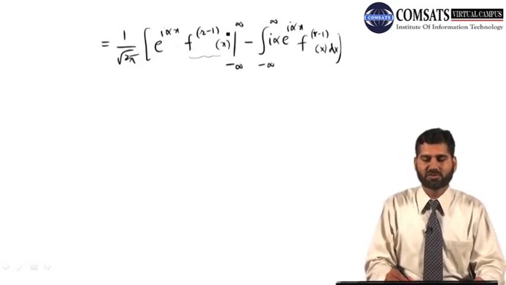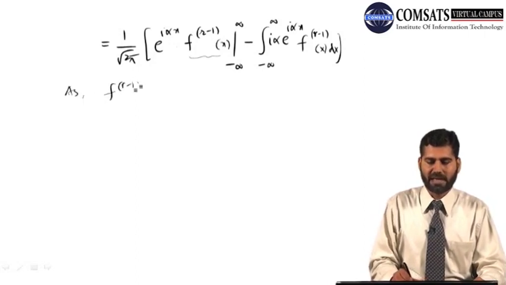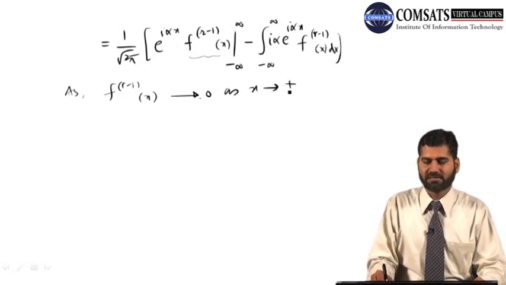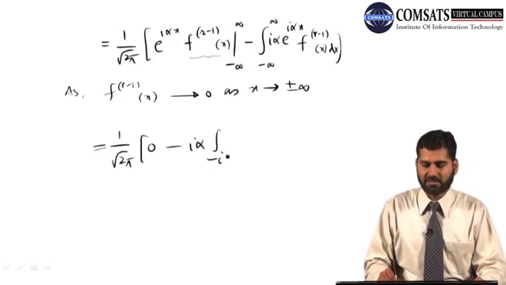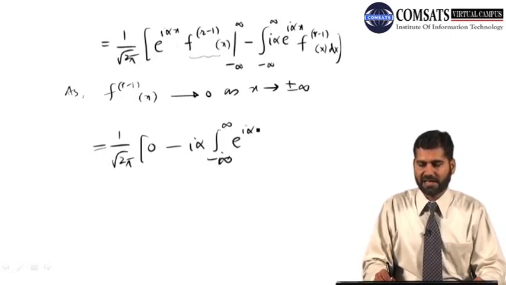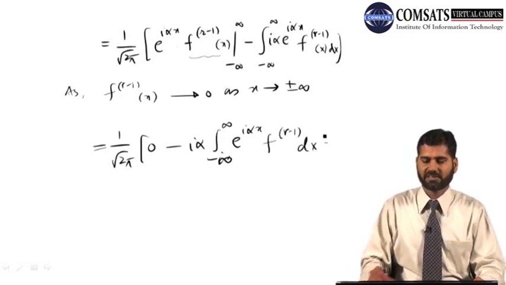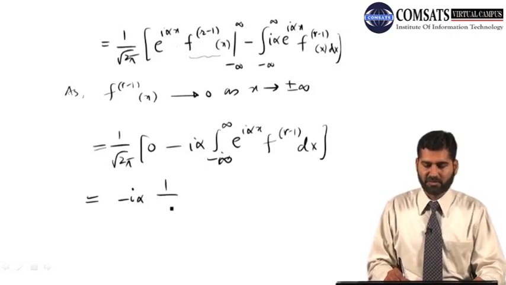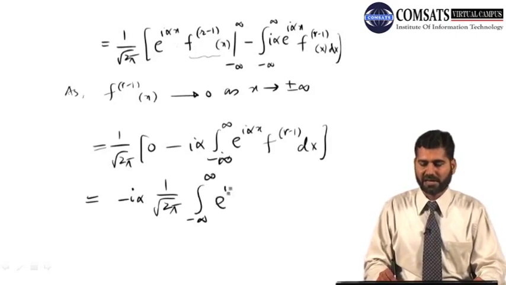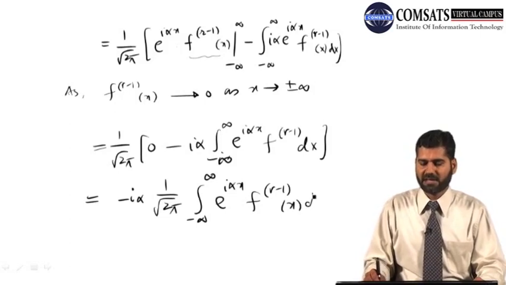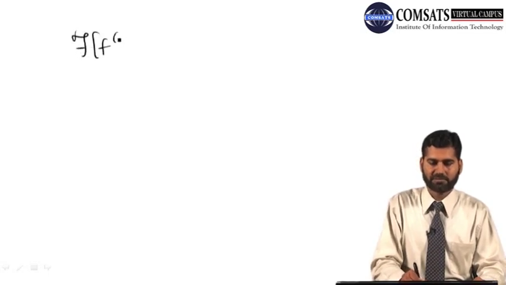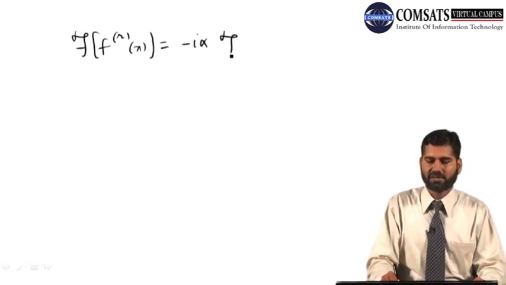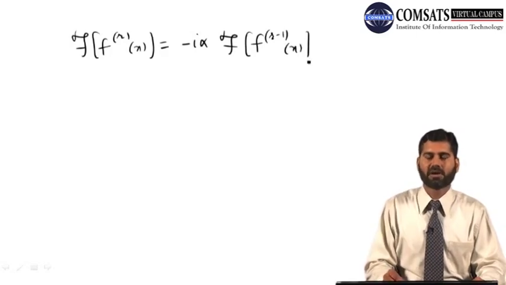So f^(r minus 1)(x) goes to 0 as x goes to plus and minus infinity, so this first term drops out. It becomes 0 minus iota alpha times the integral from minus infinity to plus infinity of e to the iota alpha x f^(r minus 1)(x) dx. This is what you got. Now you got minus iota alpha times 1 over square root of 2 pi, integral from minus infinity to infinity of e to the iota alpha x f^(r minus 1)(x) dx. Now this is the Fourier transform of f^(r minus 1). So what you got is that the Fourier transform of f^(r)(x) is minus iota alpha times the Fourier transform of f^(r minus 1)(x). This is what you got.